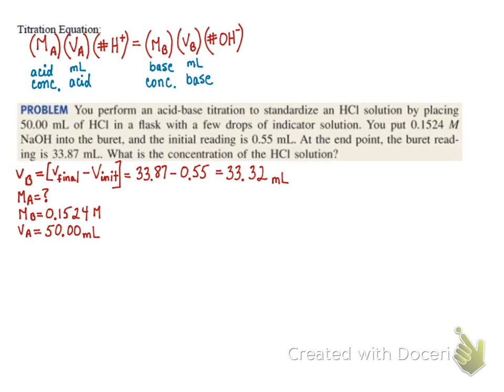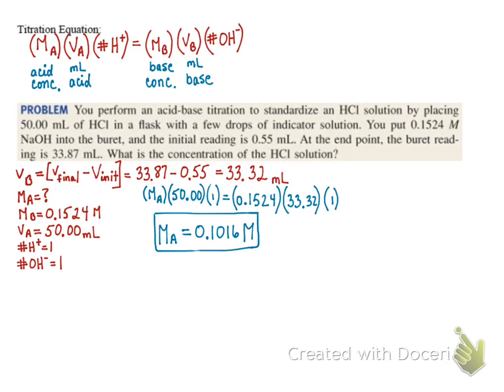Molarity of the acid is what we are looking for. We have the molarity of the base, we're given that, and we're given the volume of the acid. Looking at the formulas, hydrochloric acid is monoprotic, so the number of protons in the acid is 1. Sodium hydroxide has 1 hydroxide, so that's 1. We plug all of these into our titration equation and solve for the molarity of the acid, just using algebra. It's going to be in M, molarity. When you solve for MA, you get 0.1016.